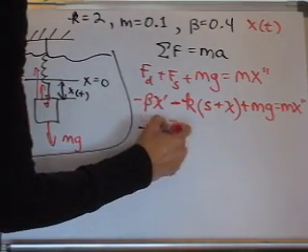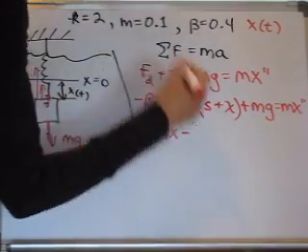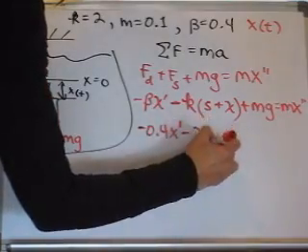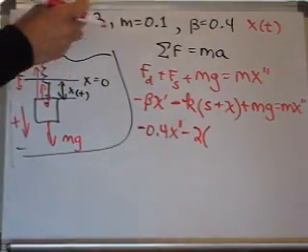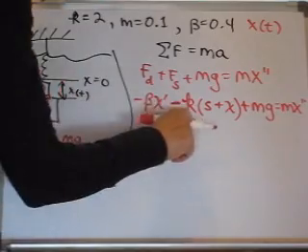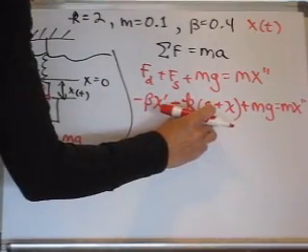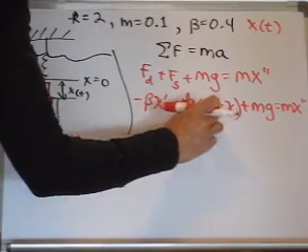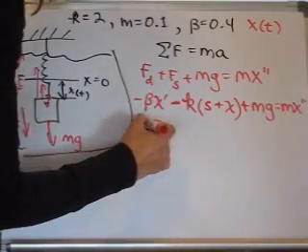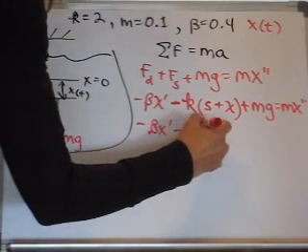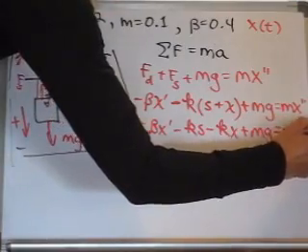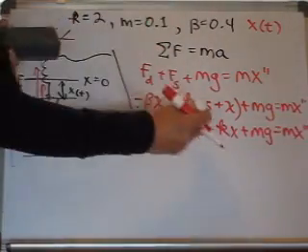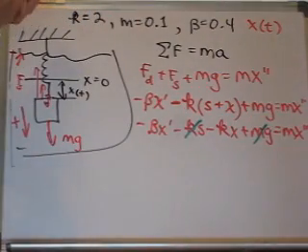Beta is 0.4, so negative 0.4 x prime, minus the spring constant is 2. Actually, let me simplify this before I plug in. Negative ks plus mg is going to be 0, because the spring force at equilibrium is exactly equal to gravity pulling down, so those will cancel. Negative beta x prime minus ks minus kx plus mg equals mx double prime if I just distribute. And the negative ks and the mg will cancel because those forces are in balance when the object is in equilibrium position.